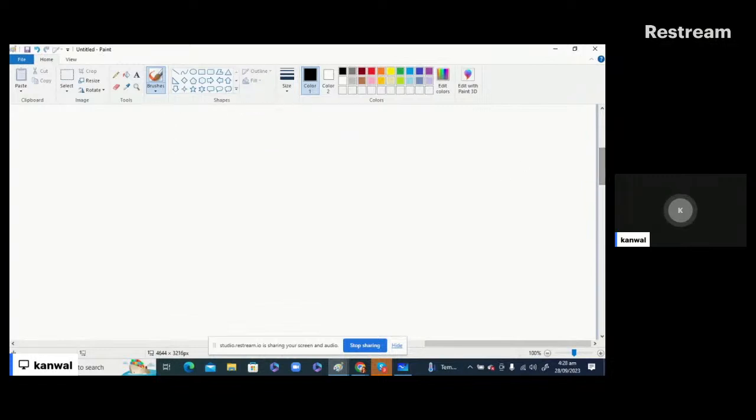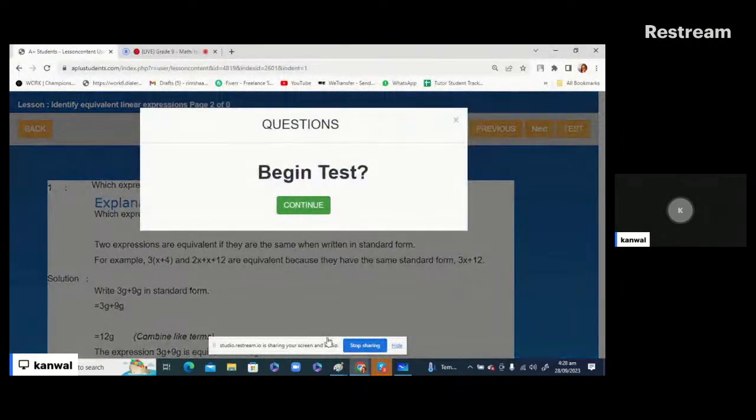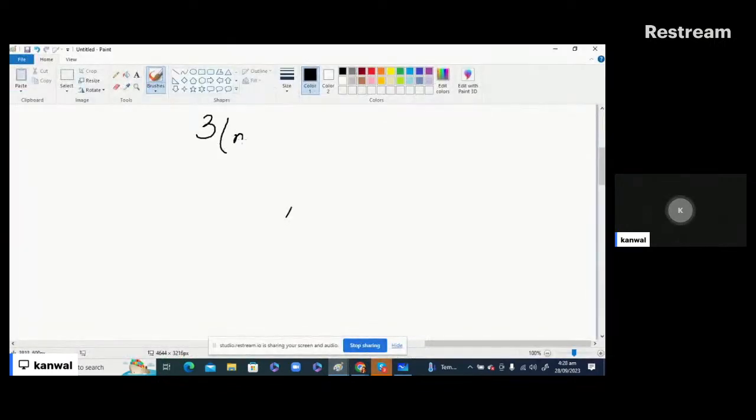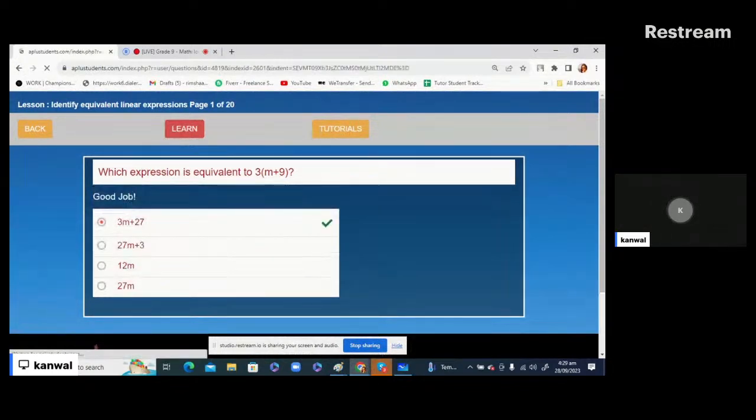All right, now let's do the test questions. Let's check. Which expression is equivalent to 3 into m plus 9? Let's solve. First of all, just multiply 3 with m. This becomes 3m plus 3 times 9 is 27. Let's check, is there any option for 3m plus 27 here? Yes, the first option, 3m plus 27.